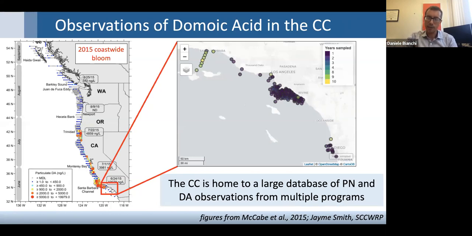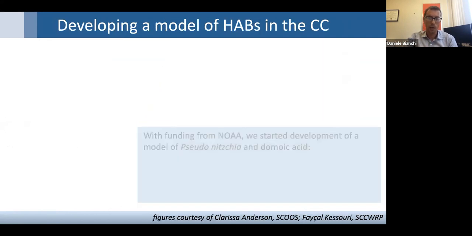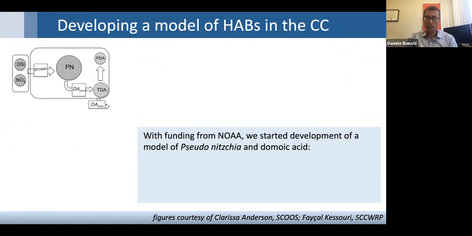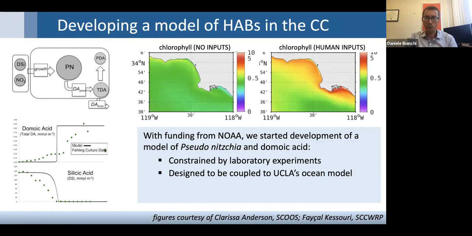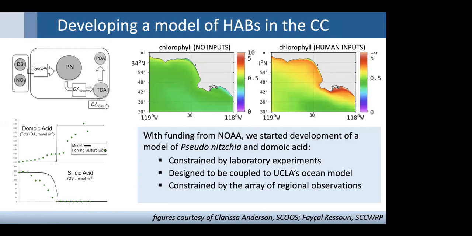So this type of data really gives us confidence that we can try to start modeling the drivers and the manifestation of these domoic acid and Pseudo-nitzschia harmful algal blooms. So with funding from NOAA, we have just started development of a mechanistic model of Pseudo-nitzschia and domoic acid production. It's based on a simplified physiological understanding of Pseudo-nitzschia and the production of the toxin. It is constrained by lab experiments that we are still working with, but we have a baseline model that is fairly realistic. It is designed to be coupled to the fully three-dimensional biogeochemically resolved UCLA ocean model, and of course, will be constrained by the vast array of observation in the California current.